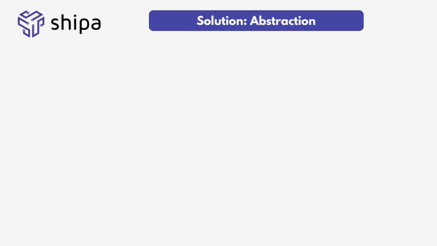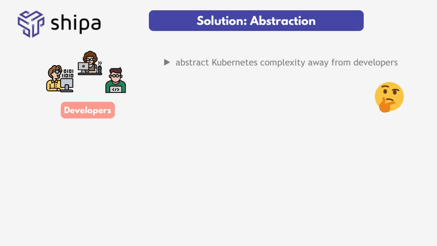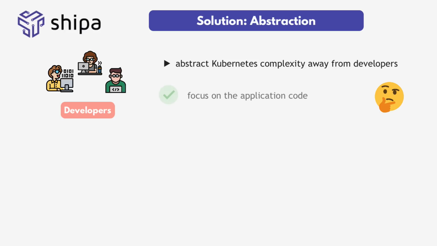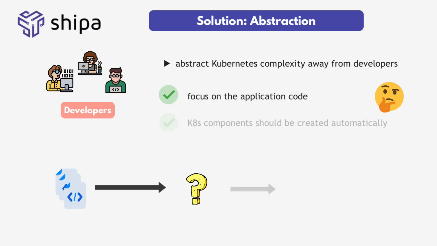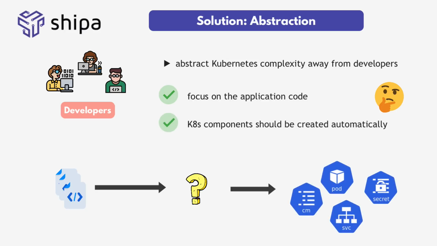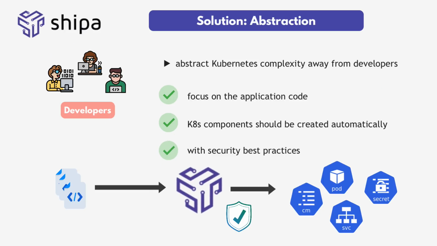The solution is to abstract away the complexity of Kubernetes from developers, to have something that developers can just feed their code to, and it will automatically create Kubernetes components like services, pods, config maps, but also do all of that with the configuration and security best practices of Kubernetes. And that's exactly what Shippa does.